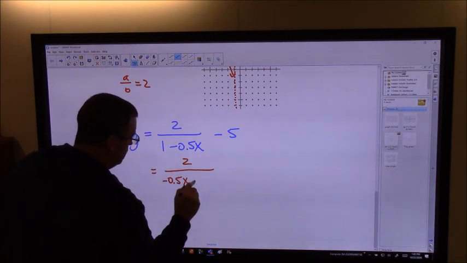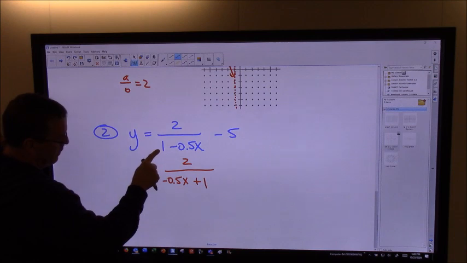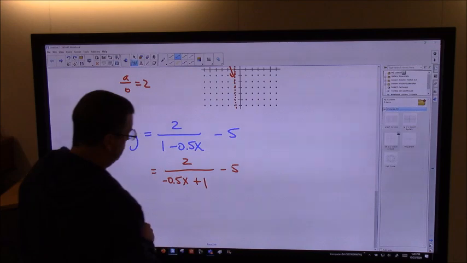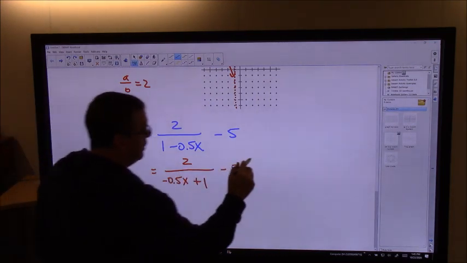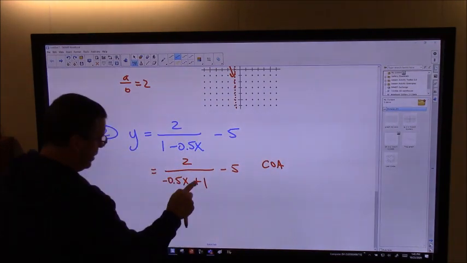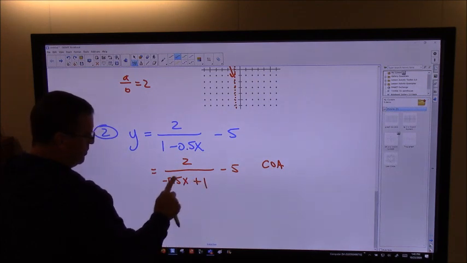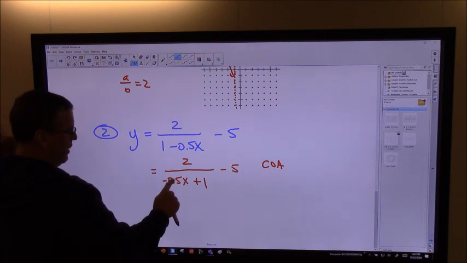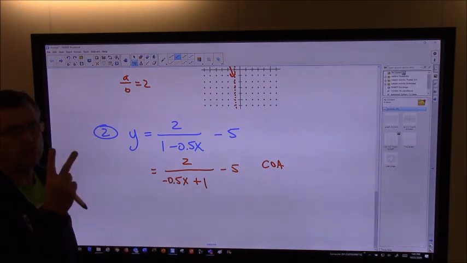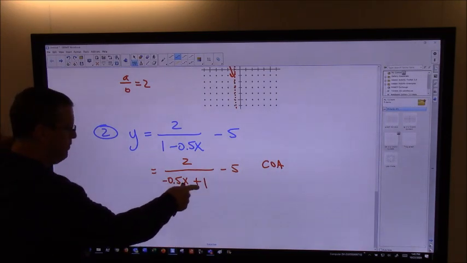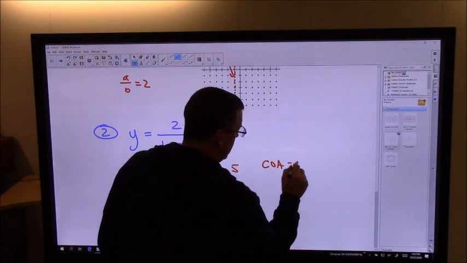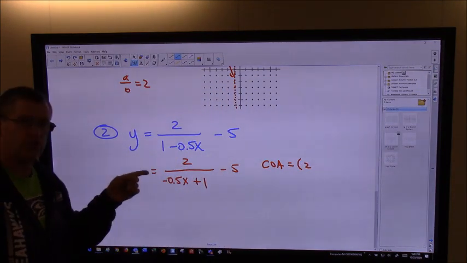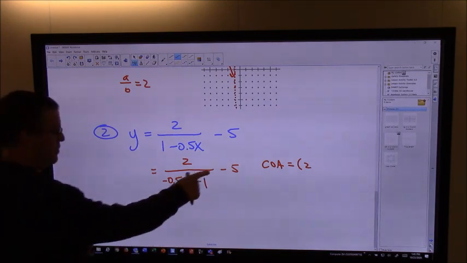X plus 1, right? If this number's positive here, it's got to be positive there. We can't change the signs. And then minus 5. All right, so center of the asymptotes is going to be at -1 divided by a -0.5. I always think of that as, how many 50-cent pieces are there in a dollar? There's 2. Right? So a -1 divided by a -0.5 is a +2. Do it on a calculator if you're not sure, but really I think we should be able to do that in our head. Comma -5.